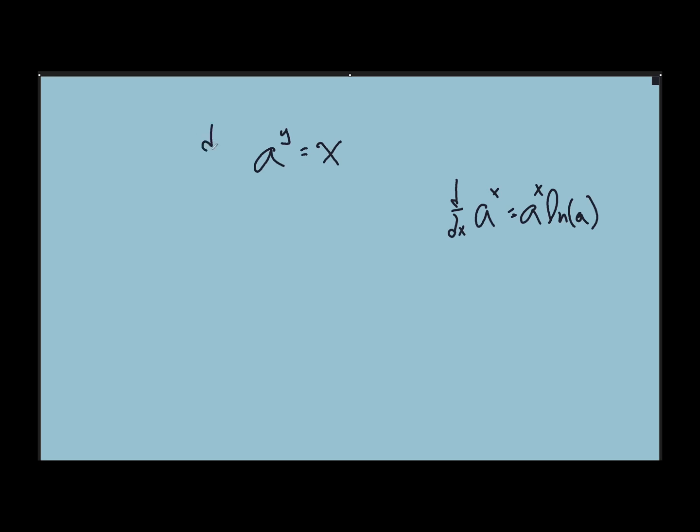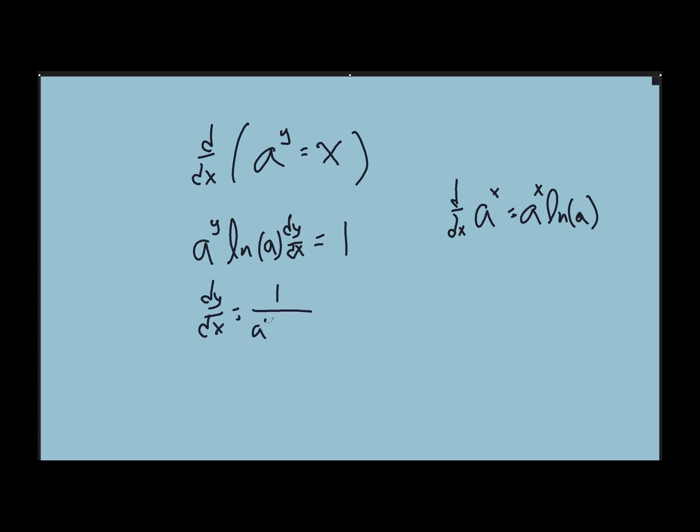If I take the derivative with respect to x for this, what I would end up with is a to the y ln of a, but also chain rule dy/dx, because this is not an x anymore, it's a function of x, so you've got to put the dy/dx in there. And that's going to equal what? Well, the derivative of x is 1. So if I want dy/dx, then it's 1 over a to the y ln of a, like that.